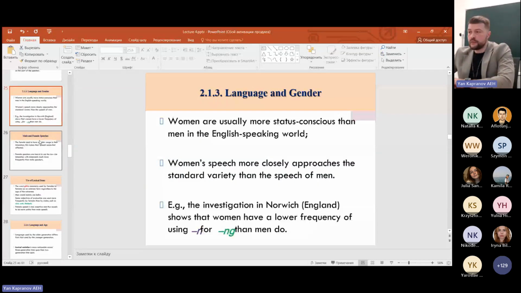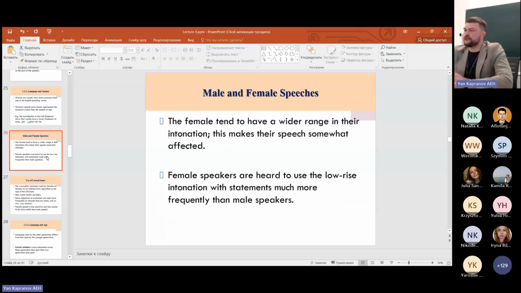The next one is language and gender. Women are usually more status conscious than men in the English-speaking world. Women's speech more closely approaches the standard variety than the speech of men, and the investigation of Norwich, England, shows that women have a lower frequency of using n for ng than men do. Again, everything sometimes even depends on gender. Of course, when we speak about gender markers or gender characteristics, sometimes it is difficult to show whether it corresponds to male speech or to female speech.